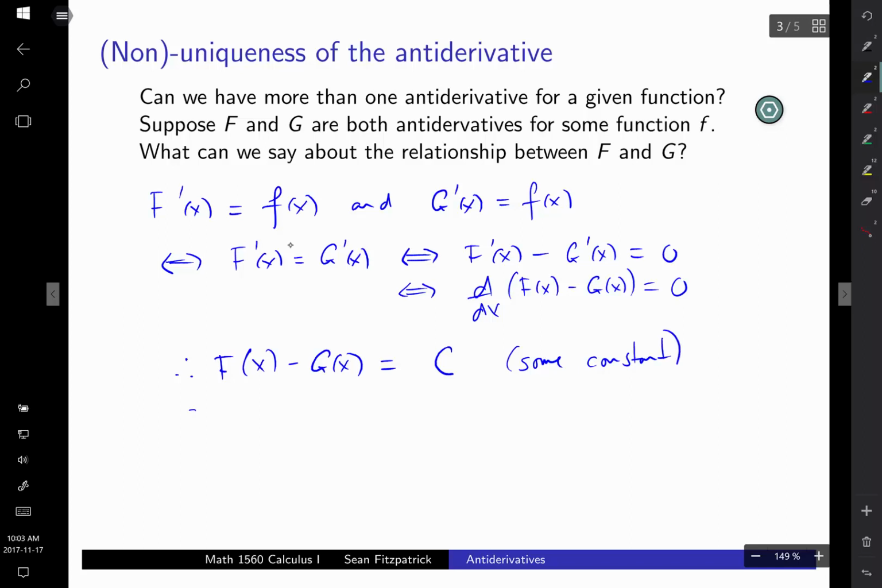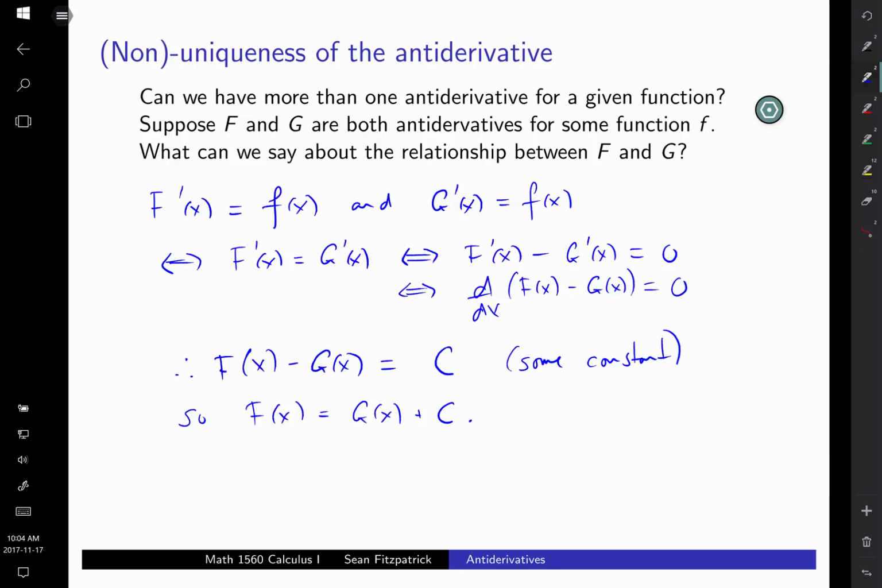We might write it like this: f of x equals g of x plus c. So the antiderivative isn't unique. You can always add a constant, and of course that makes sense, because if we add a constant to a function and then take the derivative, the constant goes away. So there is no effect on the derivative if we add a constant. That means there are infinitely many antiderivatives for a given function, because there are infinitely many constants that we could add.